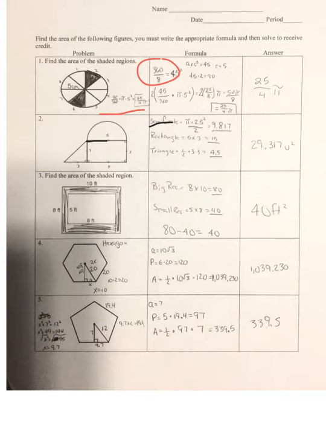Number 3 was an area of a shaded region, so there was a bigger shape with something cut out of it. Here's an example of a big rectangle with a smaller one, real simple. Right, you see 8 times 10 on the outside, 5 times 8 on the inside, you subtract. Whatever shape's cut out in the inside, you subtract that from the bigger shape.